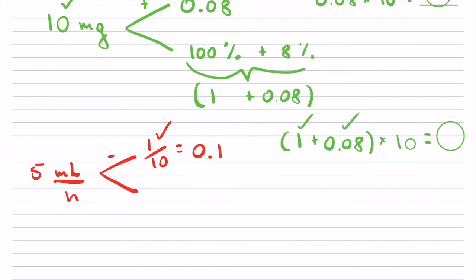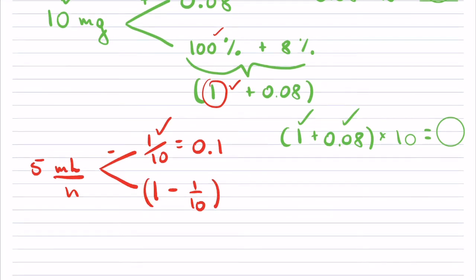Now, what happens on the other branch? Well, on the other branch, remember what we did is we always took the total amount. Now, the total amount, right here, 100% is always just 1. Okay, now minus 1/10, and this would tell me how much I would have remaining.